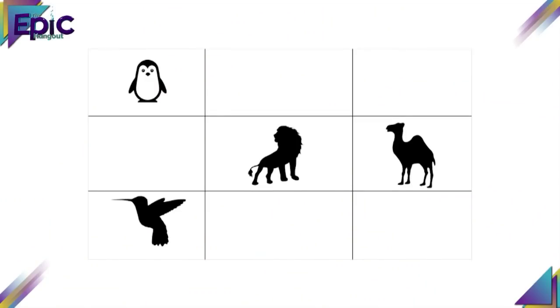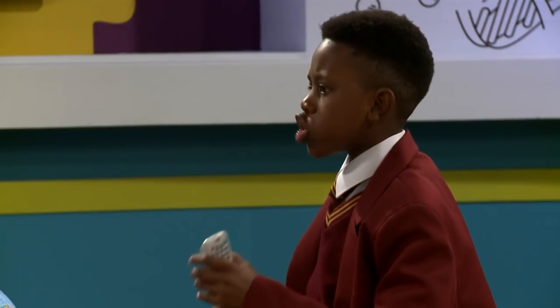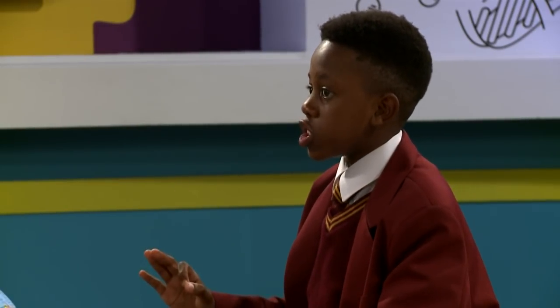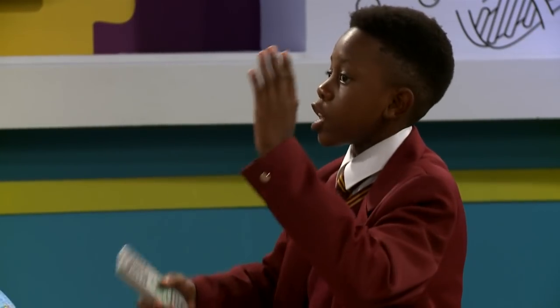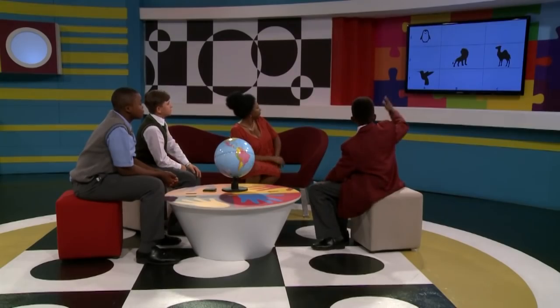Tell me, where's the lion? It's in the middle left. Middle center. Where's the camel? The camel is on the right middle. The bird? It's on the left. Bottom left. And you see, you're having trouble explaining the precise location. But now when you add numbers and letters vertically and horizontally, you get this.